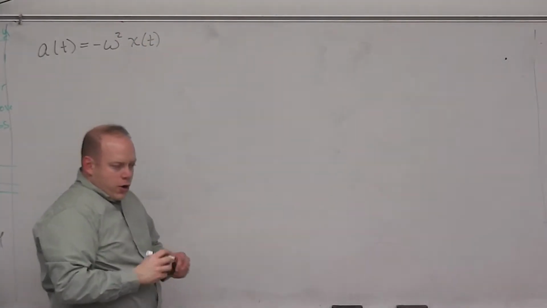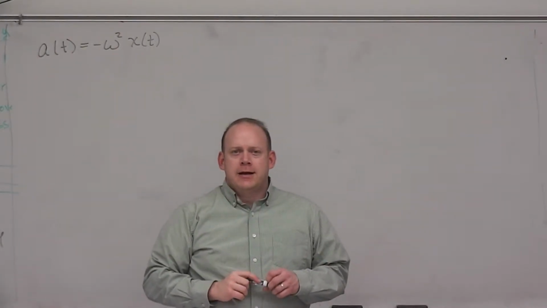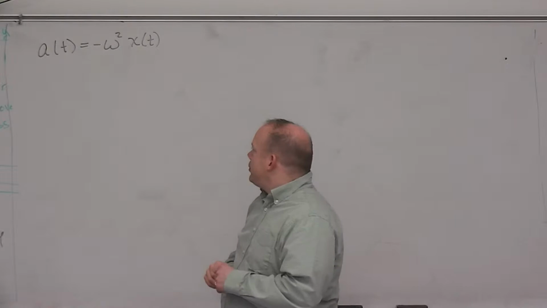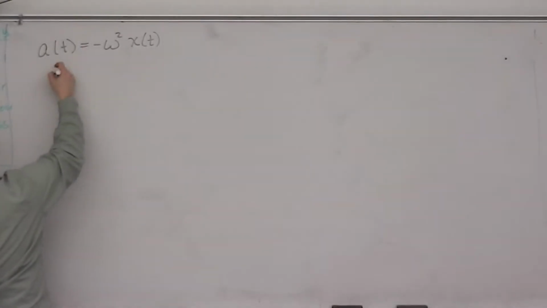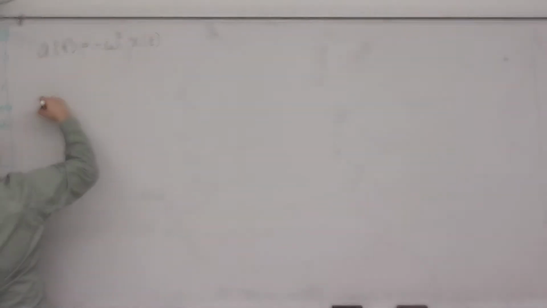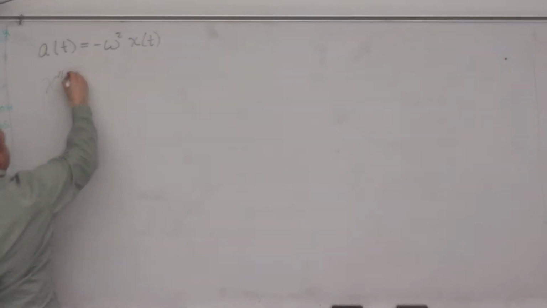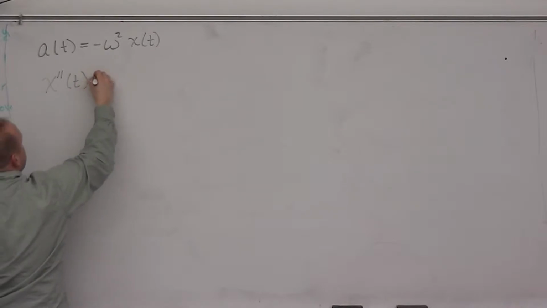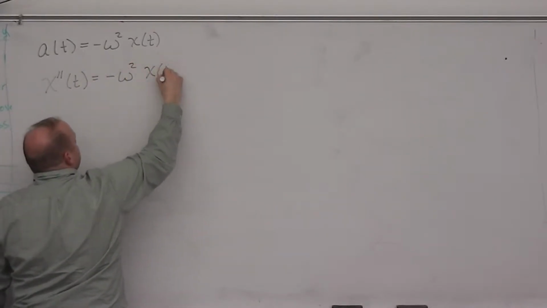Now, we've mentioned the term differential equation before. This is definitely a differential equation. I've been trying to think which way you feel more comfortable with. Acceleration is the second derivative of x, so this is x, second derivative with respect to time, is equal to negative omega squared x of t.